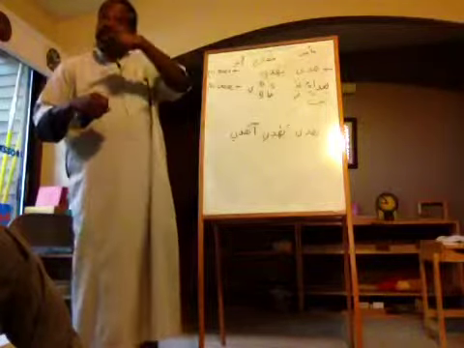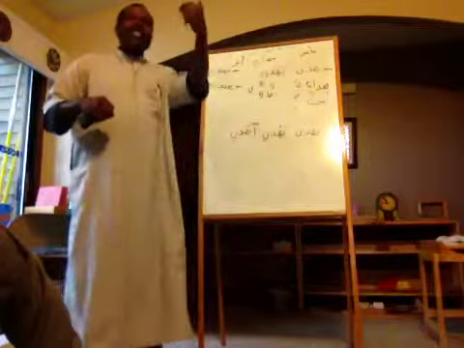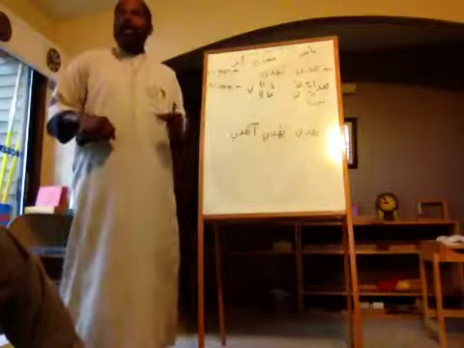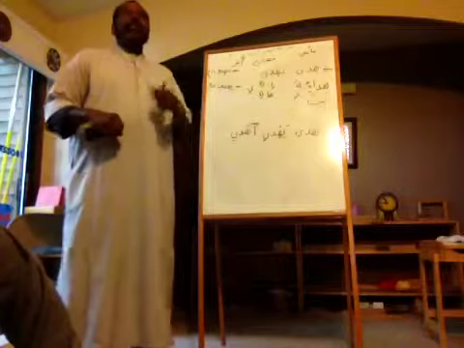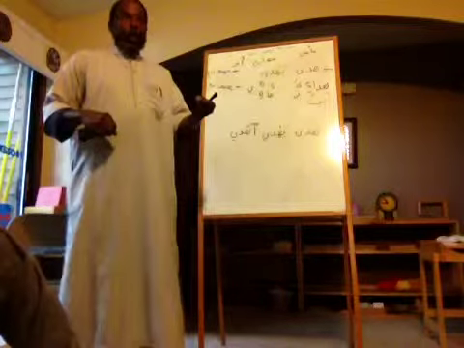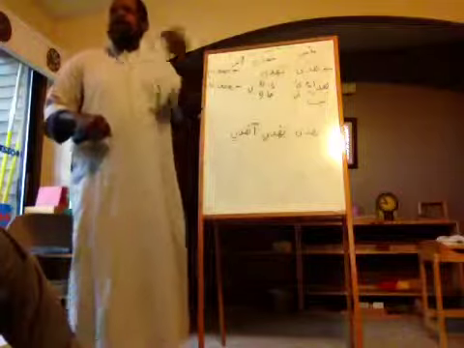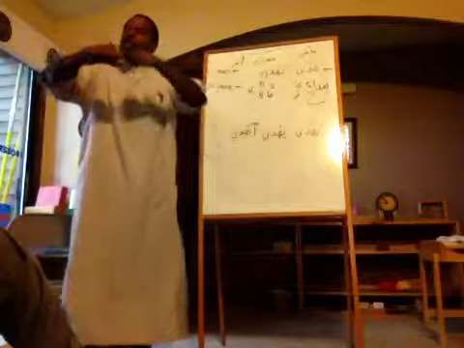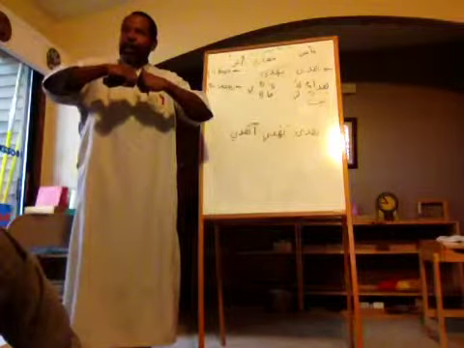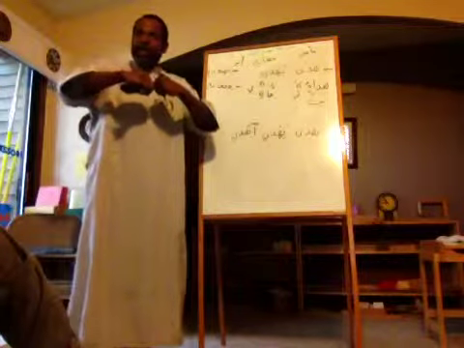Unlike Hamzatul Qat, which you read all the time, there's never a time that you omit it from your reading. Your pronunciation is always pronounced. Whether it has a vowel or whether it's sukoon, it's always pronounced. Whereas Hamzatul Wasl is just used to link. You understand the difference?